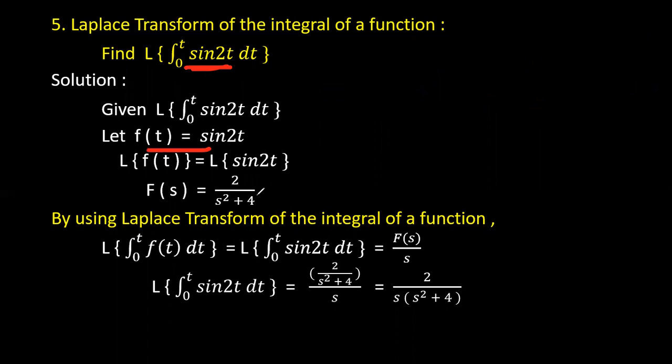Apply Laplace transform on both sides. So f of s is equal to Laplace transform of sin 2t, which is nothing but 2 by s square plus 4. Okay, right. So you will get 2 by s square plus 4. By using the Laplace transform of integral of a function, you will get f of s by s. What is f of s? 2 by s square plus 4. Okay. So now in place of f of s, I have substituted 2 by s square plus 4, divided by s. So if you simplify this, finally you get 2 by s into s square plus 4. This is the way you have to simplify the problem whenever this method is given.